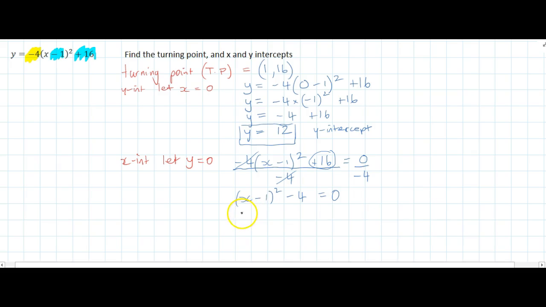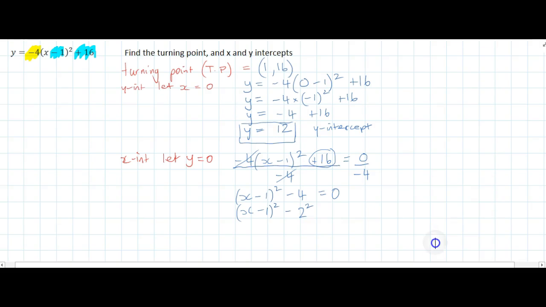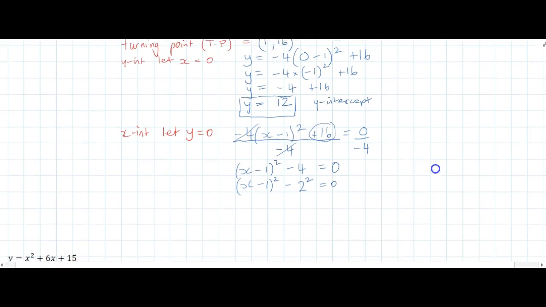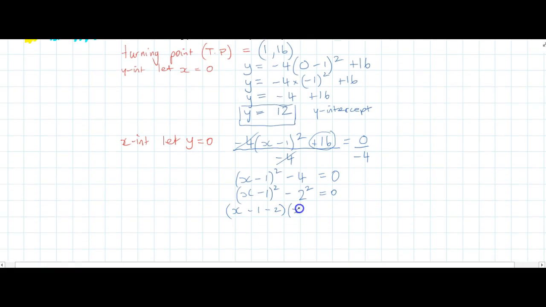This is the difference of two squares. Hopefully you remember how to deal with these. 4 is actually 2 squared, equals 0. Now we use the difference of two squares rule: (x - 1 - 2)(x - 1 + 2) equals 0. -1 plus 2 is +1. Solving that out, we get x values equal to +3 and -1.